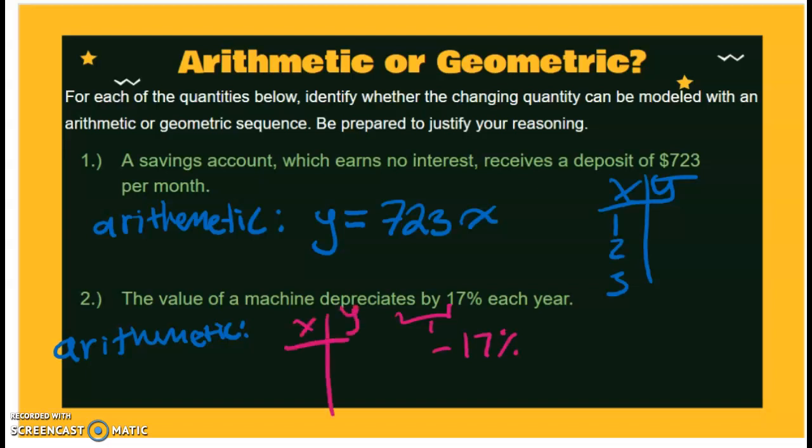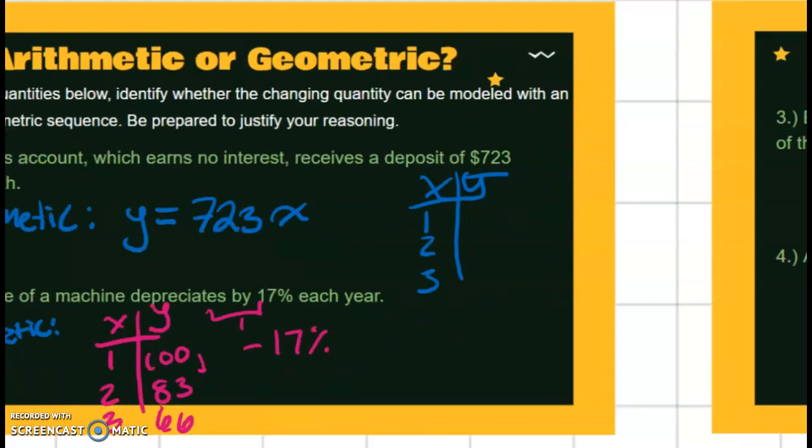So let's assume that the first year is at 100% and then it's decreasing 17%. So that means that it would be 83%, okay, or sorry, it would be $83 then. And then by year 3, if I subtracted another 17% from it, it would be at 66 and so on and so forth. So let's look at our next one.